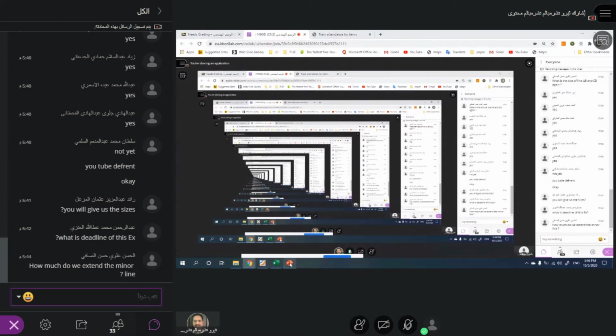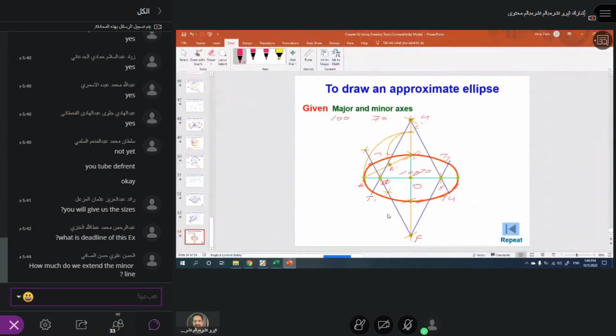His question is, see, this is just an extension line. So what we need is to draw a line that cuts here, correct? So you extend it approximately until it cuts. If it doesn't cut, then you extend further until it cuts there. There is no specific length for this. You just extend it until it cuts here. Clear?